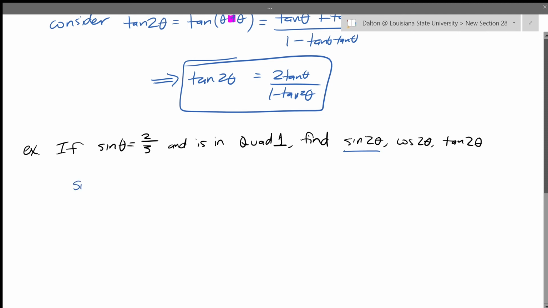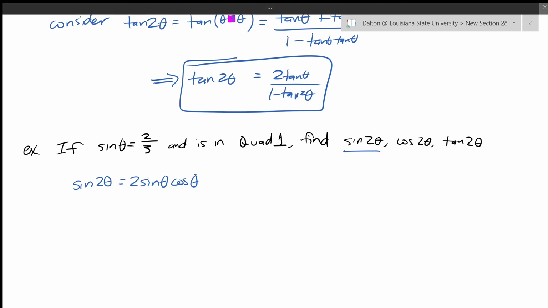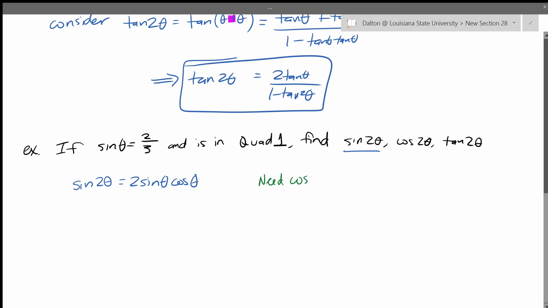So if I use my double angle identity for sine, we know that the sine of 2 theta, as we just learned, is 2 sine theta cosine theta. Well, here's the issue. I have sine, right? I know sine is 2/3, but in order for me to plug in this double angle identity, I need cosine, right? So then if I need cosine, I need to find an identity that relates sine and cosine.